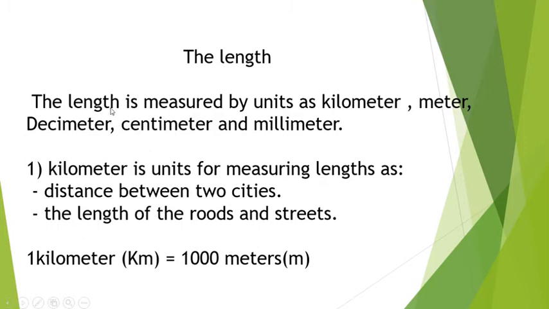The units of measuring length are kilometer, meter, decimeter, centimeter, and millimeter. The first unit, kilometer. Kilometer is a unit for measuring long lengths, as the distance between two cities, as the length of the roads and the streets. Right? Then the kilometer is the unit for measuring long distances. Okay? 1 kilometer equal 1000 meters.